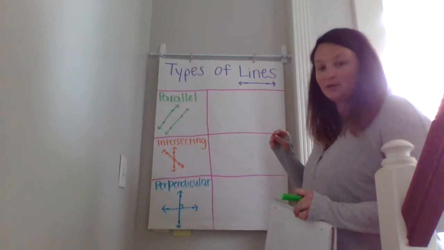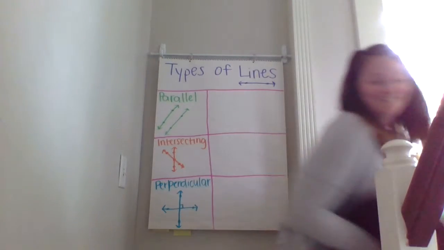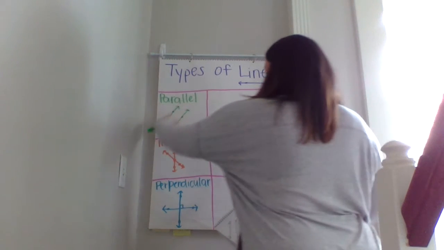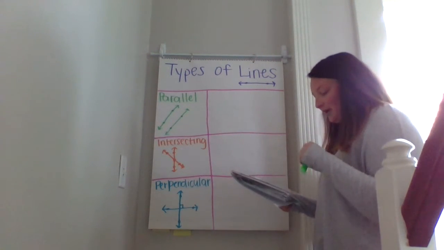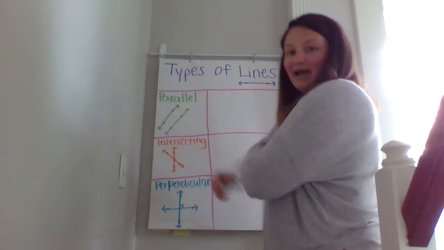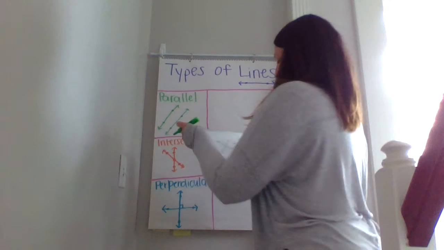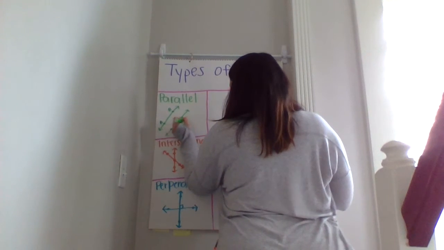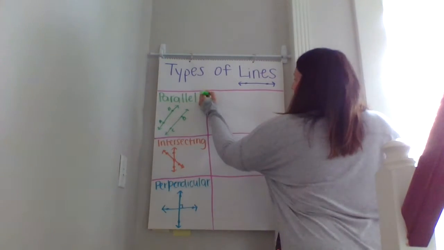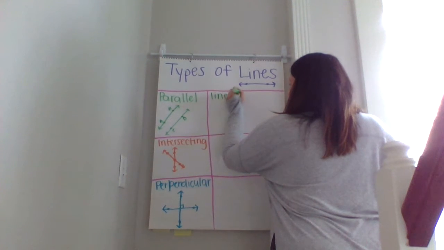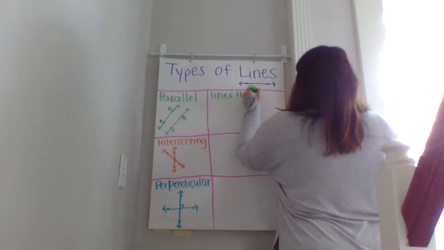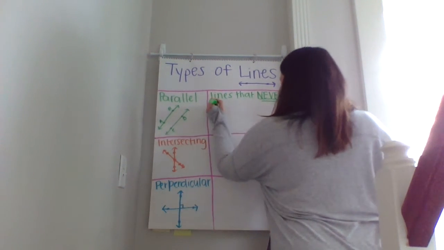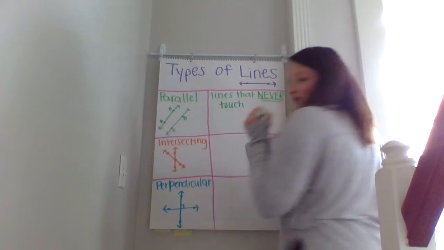So the first type are parallel lines, okay? So parallel lines are two lines that run side by side with each other, and they never touch, okay? So this would be line A, B, this is line C, D. All right, so parallel lines are lines that never touch. Okay, so lines that never touch.